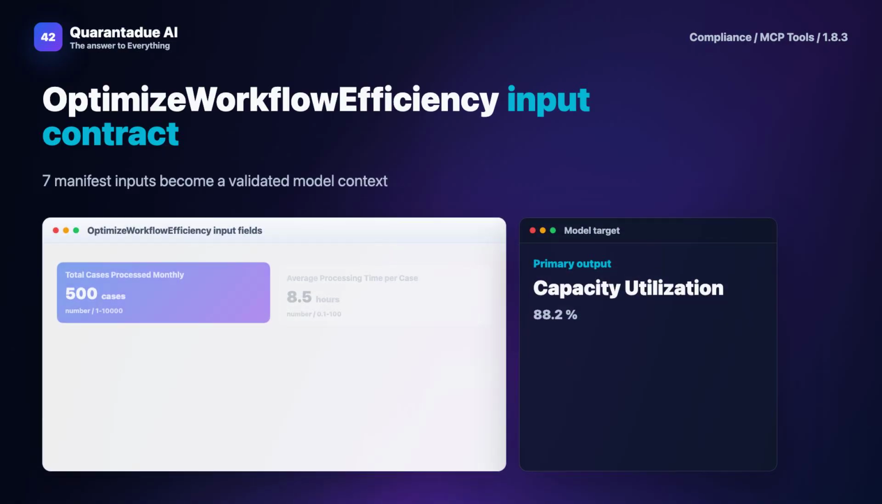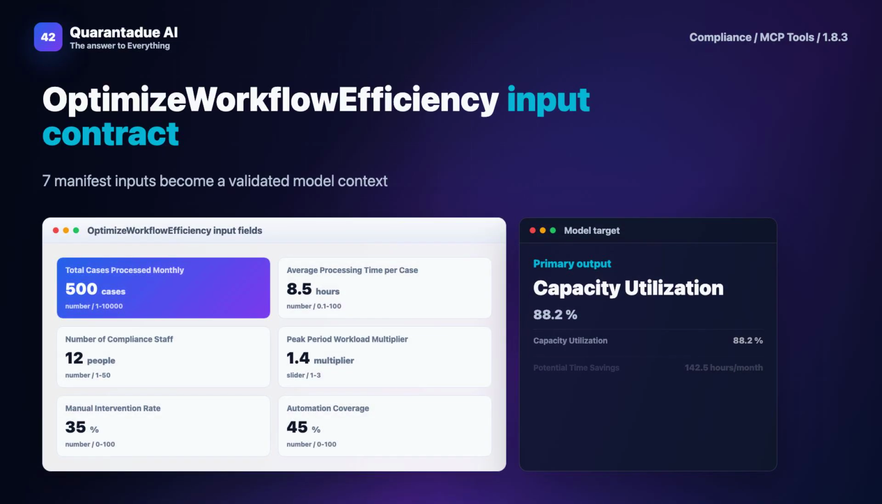The workflow then applies calculate the percentage of available staff capacity used by comparing the total workload, cases times average processing time, to the available capacity based on staff count and standard work hours. Assess the severity of workflow bottlenecks on a 0-10 scale based on the manual intervention rate and automation coverage, where higher scores indicate worse bottlenecks.